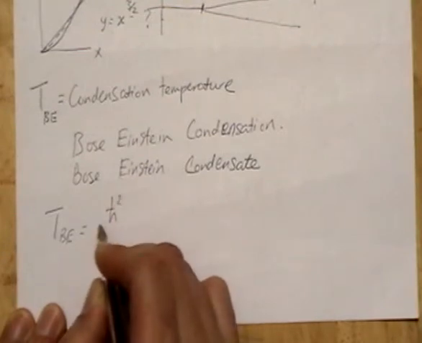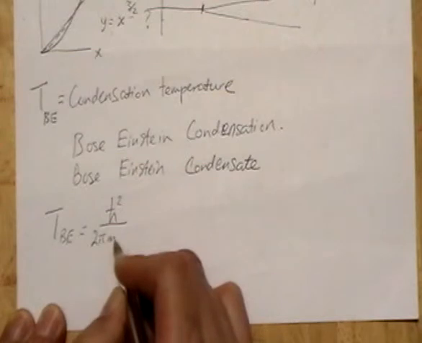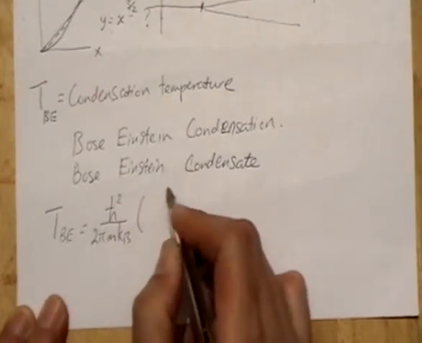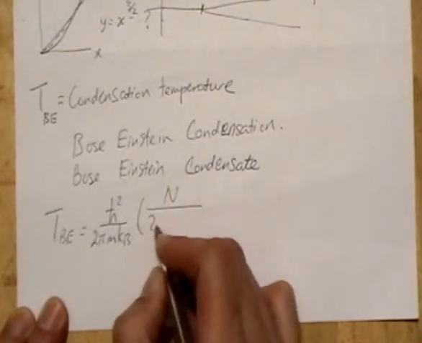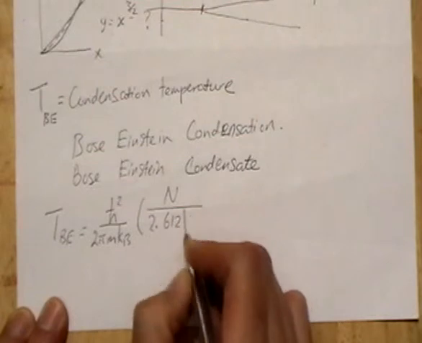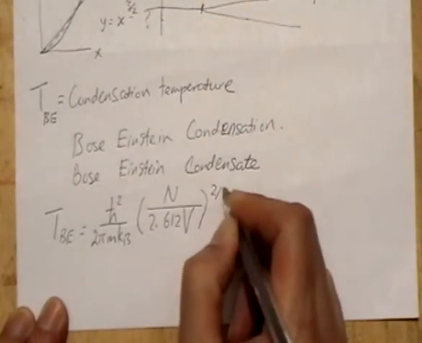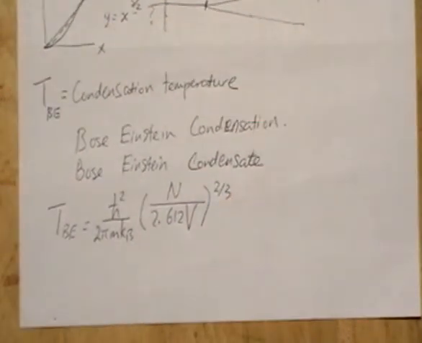h squared over 2 pi m k_B, bracket N over 2.612 volume, power of 2/3. That's the T_BE.